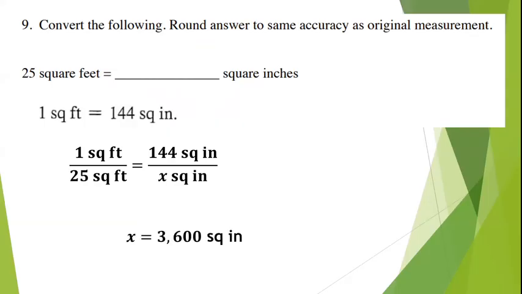Cross multiplying and dividing, we get 3,600 square inches for our final answer. And we didn't really need to round in this case, but we started with 25, so 2 significant digits. Our final answer also has 2 significant digits.